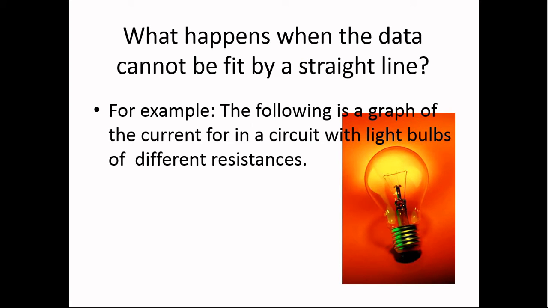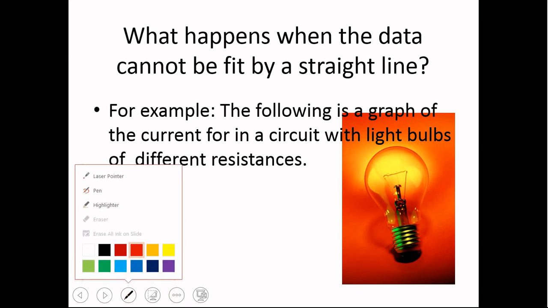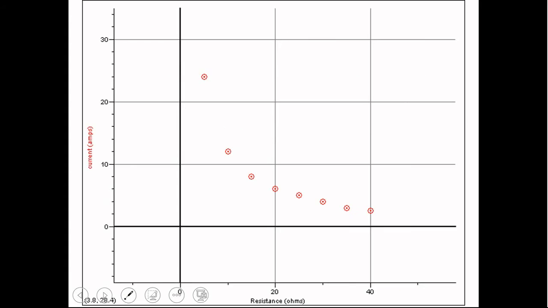So what happens when the data cannot be fit by a straight line? The following is an example of that. It's the graph of a current for a circuit with light bulbs of different resistances. So we'll go down here. Okay, so when we took our data, we took resistance versus our current here, and we get a pattern that looks like this.